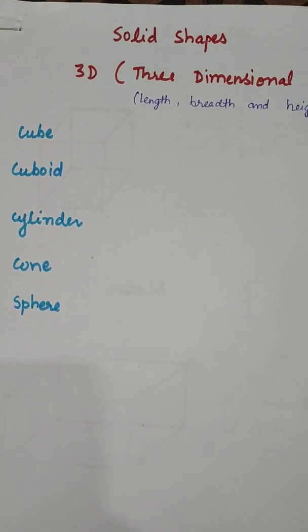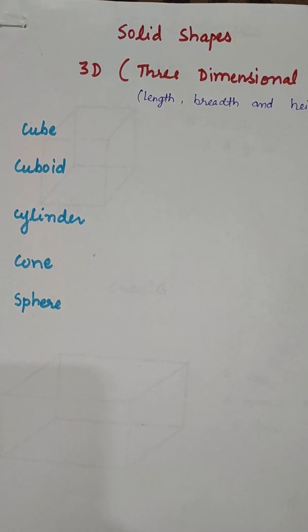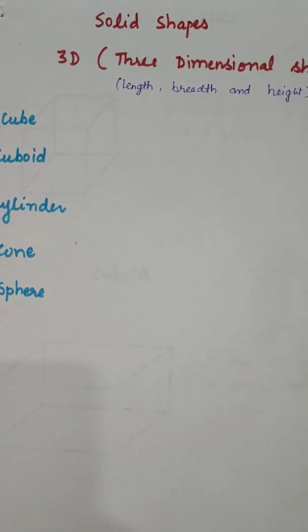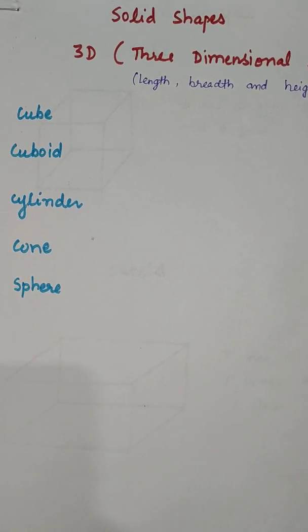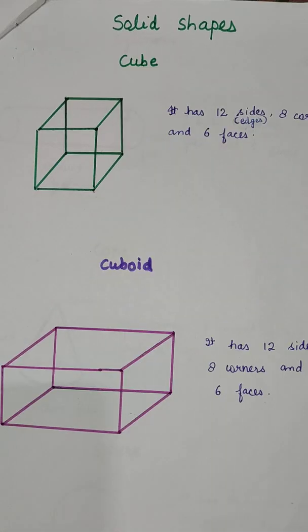Now solid shapes, we can say they are 3D shapes. They are three-dimensional shapes. They have length, breadth and height. Cube, cuboid, cylinder, cone and sphere are the examples.